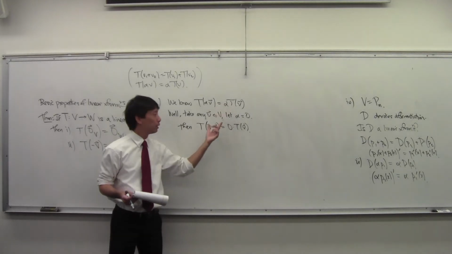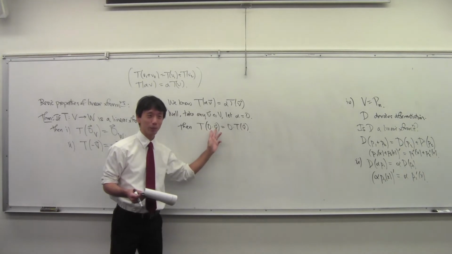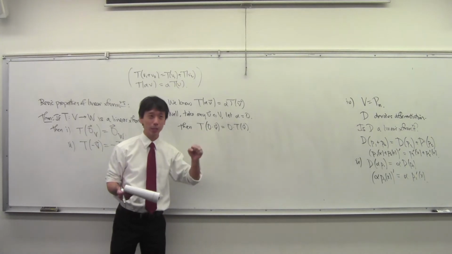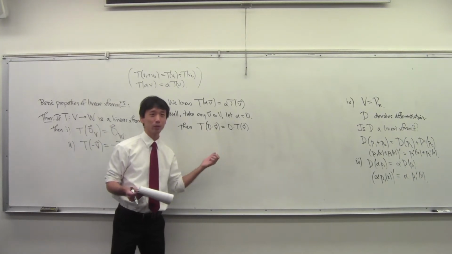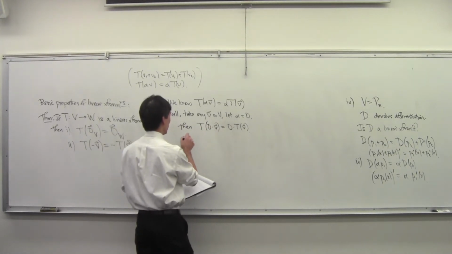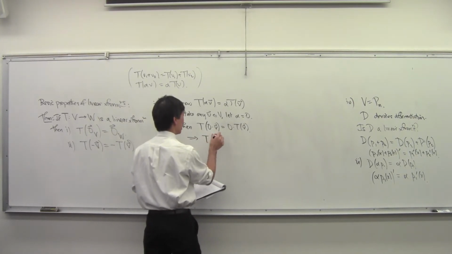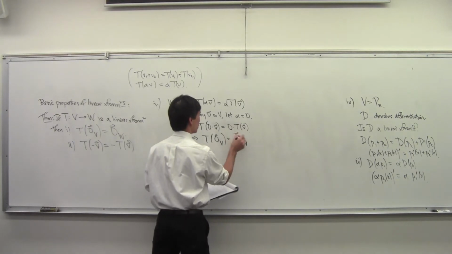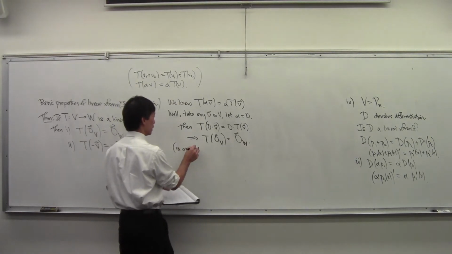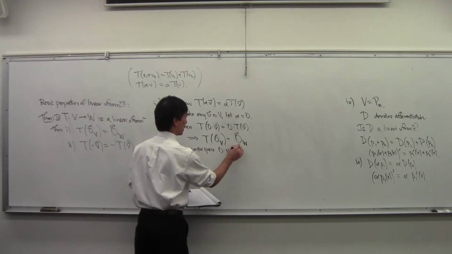You may remember a long time ago that we showed that 0 times V is the zero vector in your vector space. In any vector space, 0 times a vector is the zero vector. This is one of the boring things that we showed earlier. So you get that T of the zero vector in V equals the zero vector in W, because in any vector space, 0 times the vector equals the zero vector.